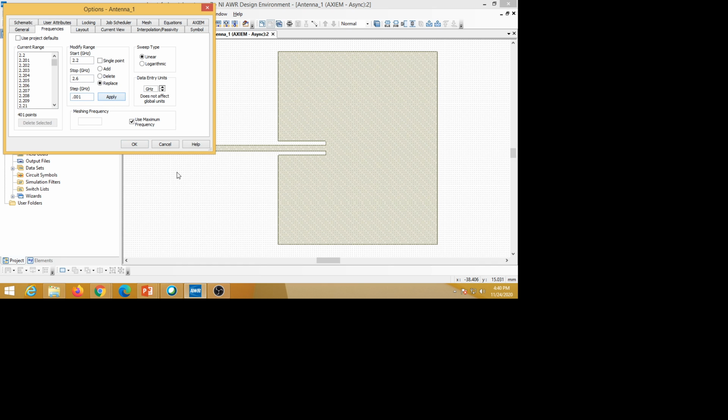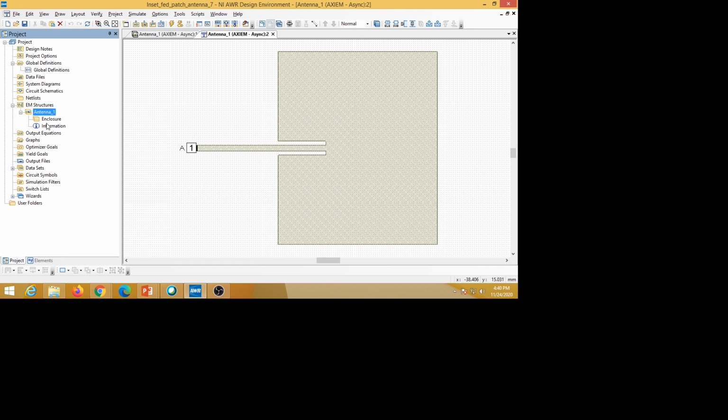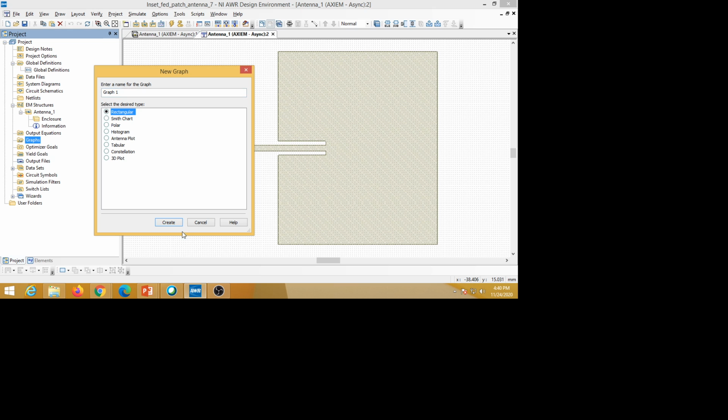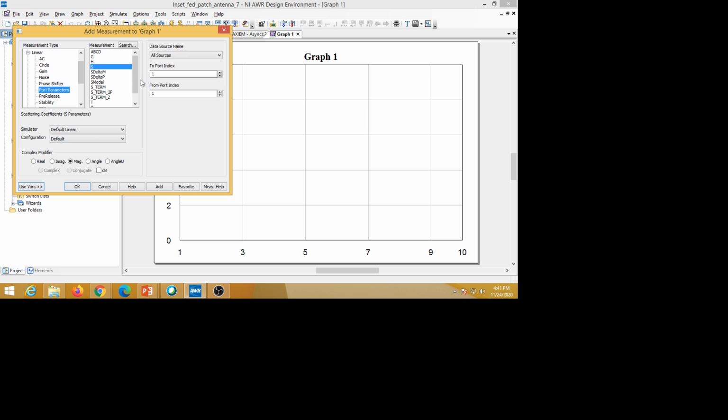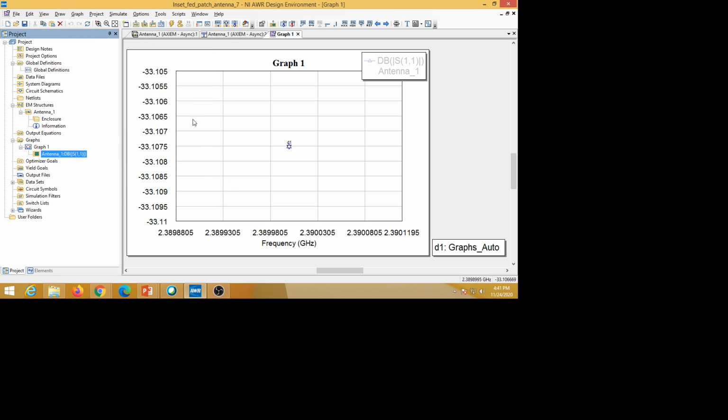So apply here, we will be getting this, it's okay. Now you have to add the graph to get S11. It is a rectangular plot, create here. Then add measurement, go to add measurement, and here we are plotting only S11. It is from this antenna 1, so I am taking antenna 1, and it should be dB and magnitude. Add. Okay, close here. Now the frequency is in gigahertz. Now we have to simulate this.